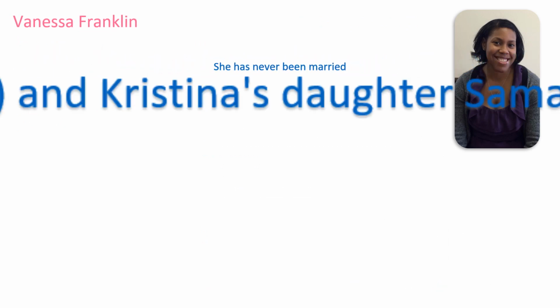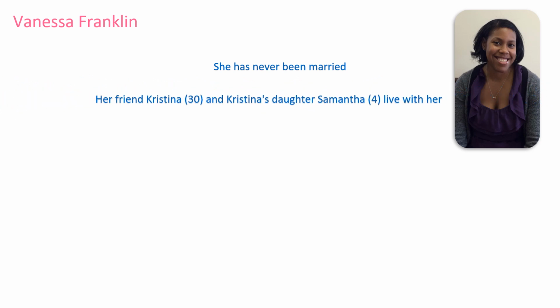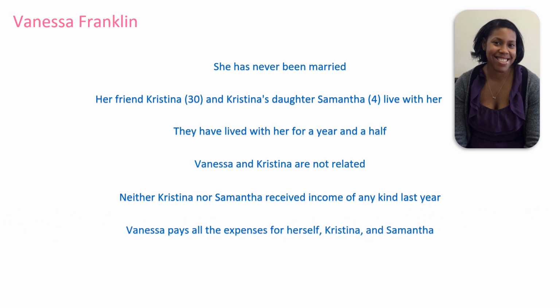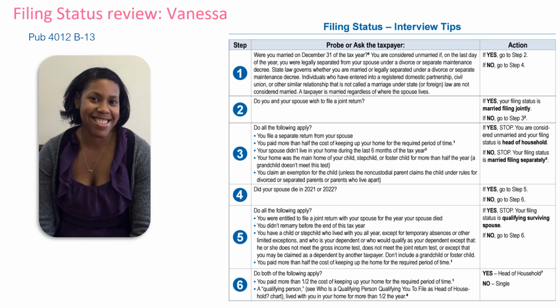Meet Vanessa Franklin. She is not married. Her friend Christina and Christina's daughter Samantha live with her and have done so for a year and a half. Vanessa and Christina are not related, and neither Christina nor Samantha have any income. Finally, we learn that Vanessa pays all of the expenses for all of them, and no one else lived in the home. We know that Vanessa has never been married, so none of these questions apply. We also know that she paid more than half the cost of keeping up a home, but did she have a qualifying person living with her?